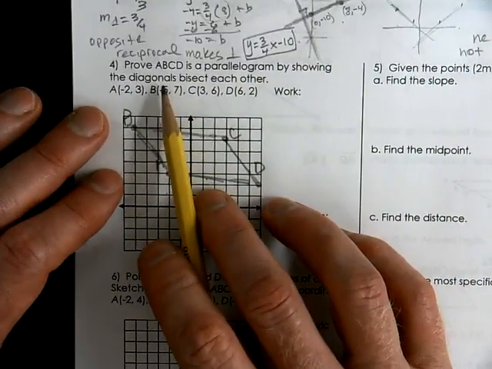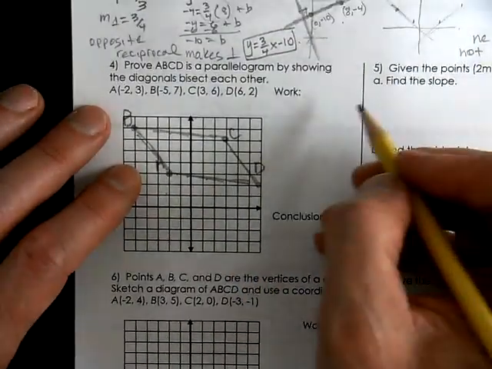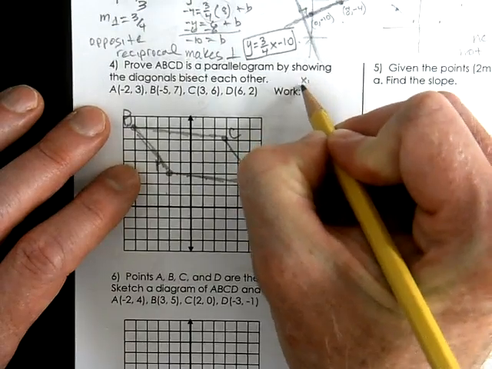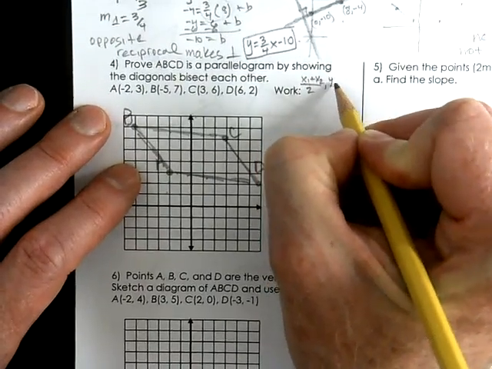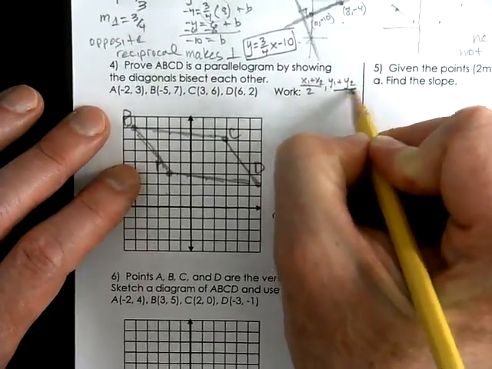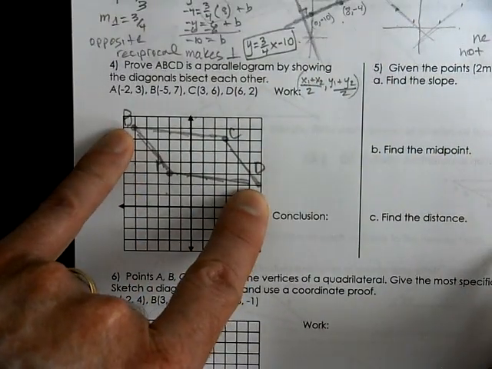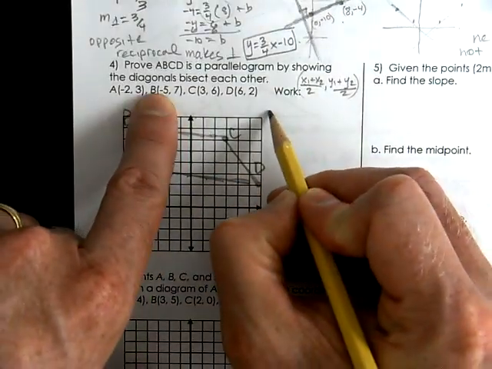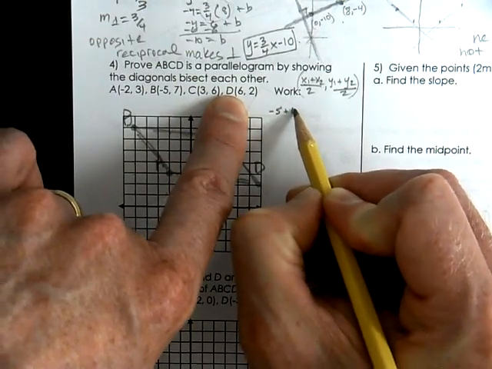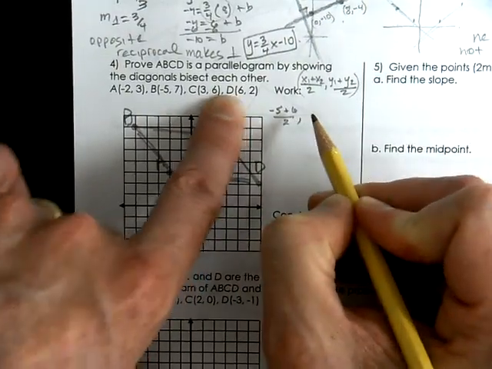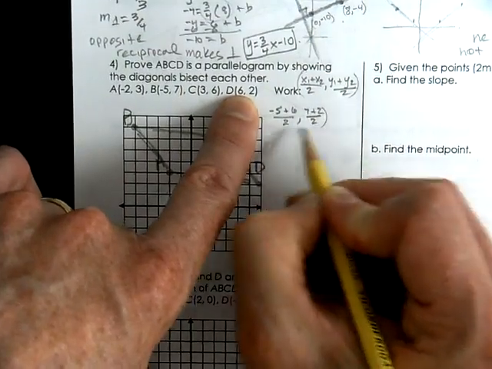We want to show that the diagonals bisect each other. To bisect each other, they have to have the same midpoint: x1 plus x2 over 2, comma, y1 plus y2 over 2. So we're going to use points B and D: x1 plus x2 over 2 and y1 plus y2 over 2.